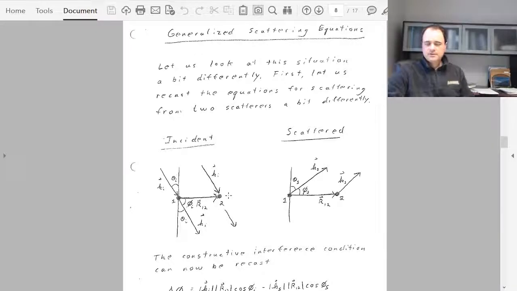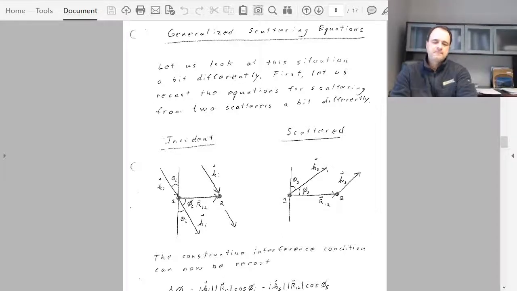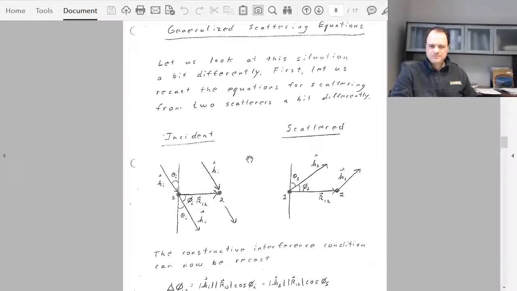Okay. So now let's generalize this a little bit more. Let's look at the situation a bit differently. Let's first recast the equations for scattering from two scatterers. Let's recast it a little bit to have them expressed in different terms.